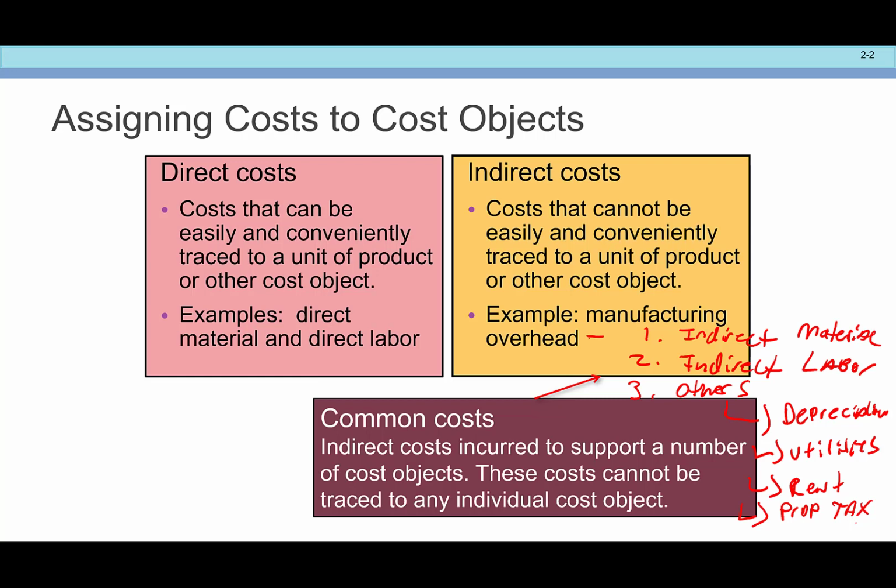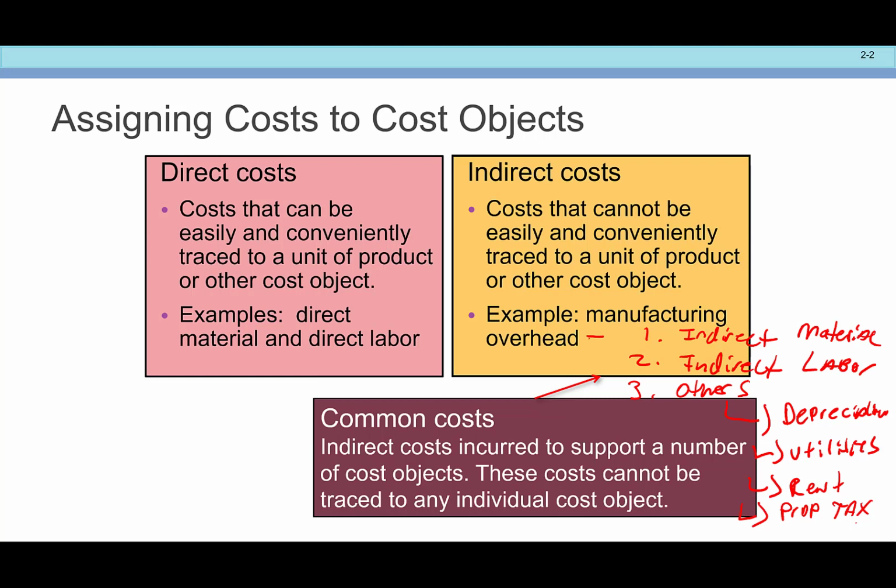Depreciation. We don't sit there and say, well, when you were using the table, you used 23% of our floor space for 3 days, so let's assign that much depreciation to that particular table. We're going to have to allocate our depreciation based on some factor. Maybe we're going to use direct labor hours or something like that.